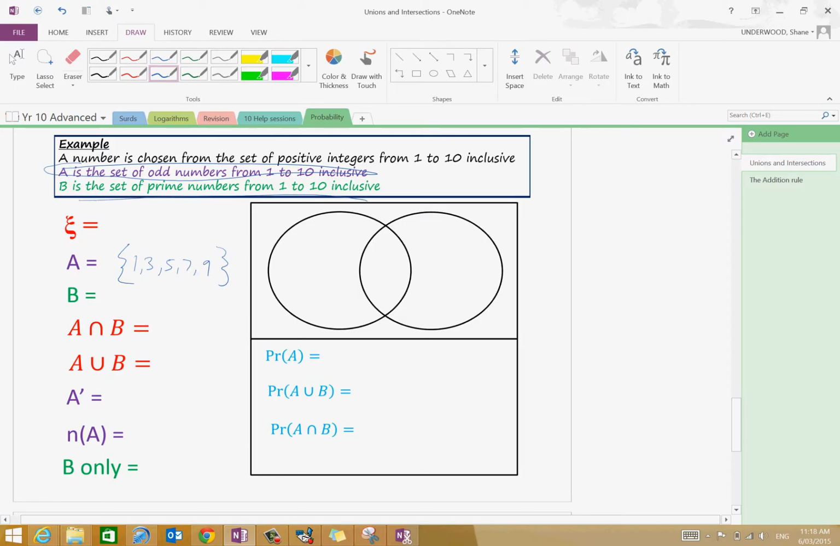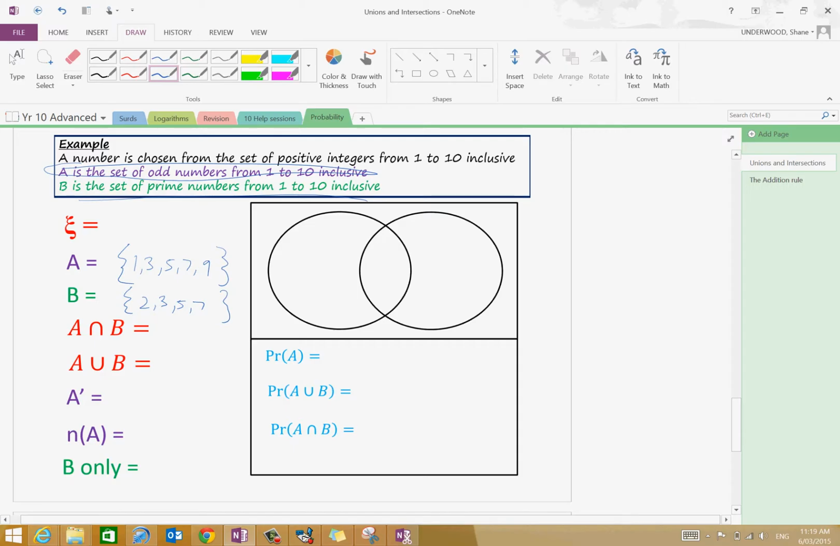B is the set of prime numbers. Prime numbers have only factors of itself and 1. It's 2, 3, 5, 7. It's between 1 and 10, mister.